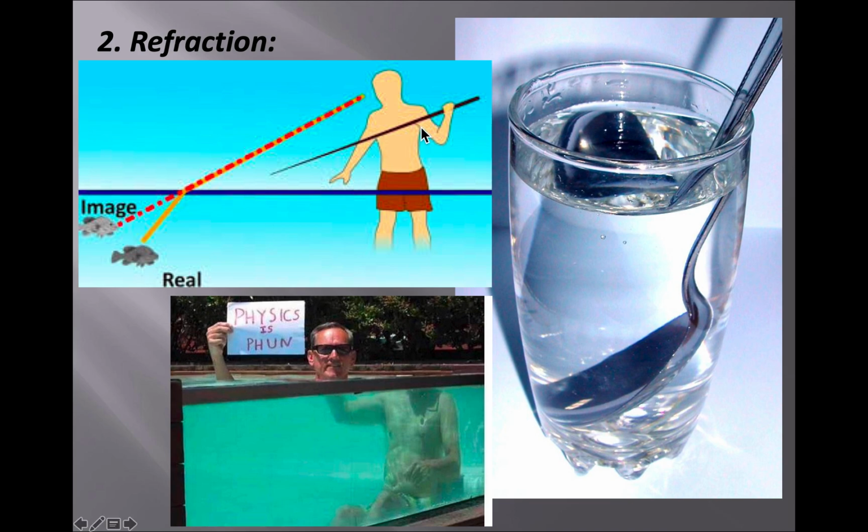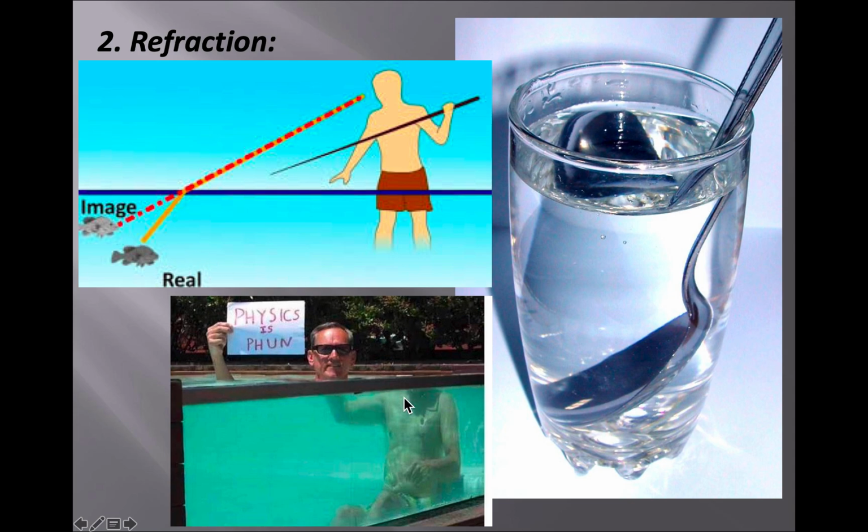So for example, in this image right here, someone who is spear fishing, if they're up on the surface looking down, they'll see the fish right here, when in actuality the fish is down here. And so if you try to aim for this, you're always going to miss the fish. So you have to kind of learn that the fish is not where you actually see it.